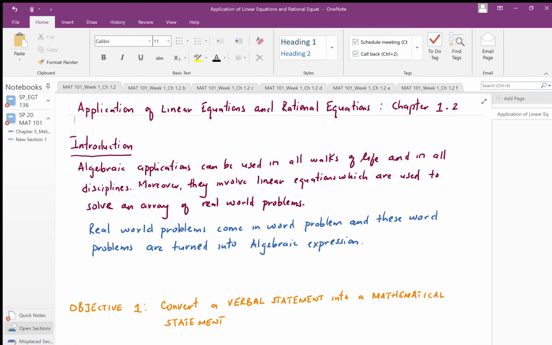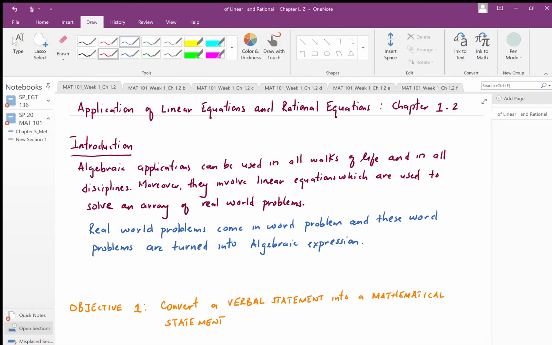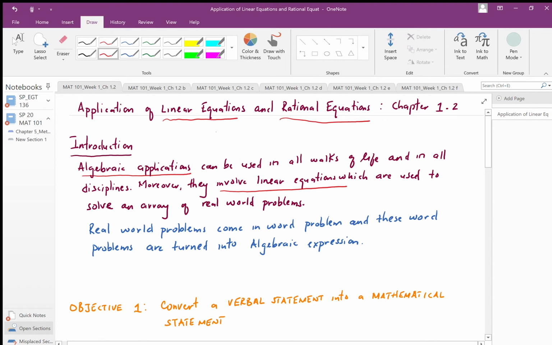Okay, class. Hello. Let's start off with section 2 of chapter 1. Now we're going to look at some of the applications of linear equations, as well as rational equations. When we look at algebraic equations, or applications in particular, they're typically used in every aspect of our lives. Moreover, they involve these linear equations which are used typically to solve real life problems.